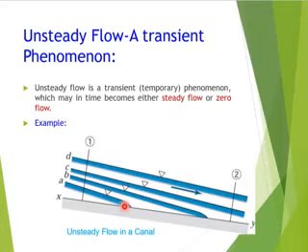After a certain time, the water surface will be at B and then later at C, and then it will reach equilibrium at point D. So at D, the unsteady flow has become steady. If the opposite happens, that is, if you close the gate, then it will move from point D to point A, and then it becomes zero. So unsteady flow is a temporary phenomenon which may in time become either steady or zero flow.